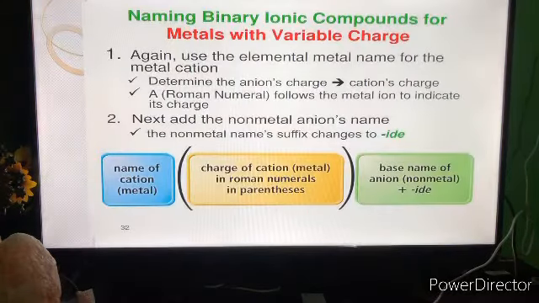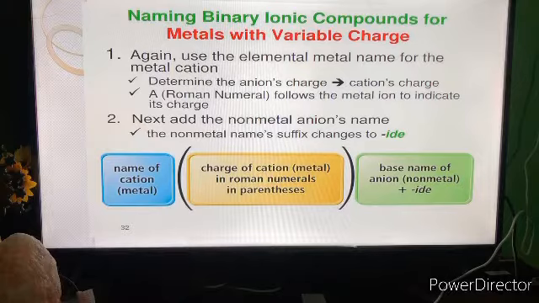Okay, naming binary ionic compounds for metals with variable charges. In rule number 1, use the elemental name of the metal for the metal cation. Determine the cation charge. A Roman numeral follows the metal ion to indicate its charge. Number 2, next add the non-metal anion's name. The non-metal name's suffix changes to IDE.